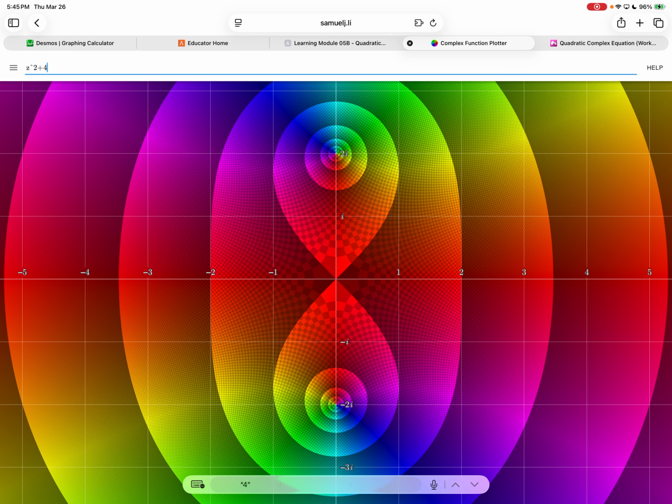Plus 4. Oh, so the zeros are where? Boom, positive, negative 2i.